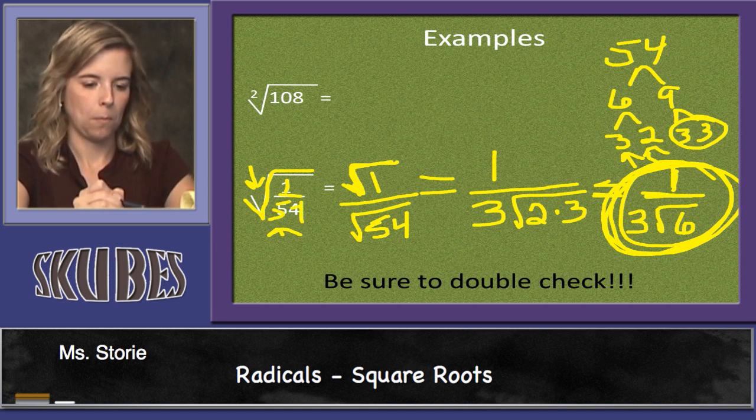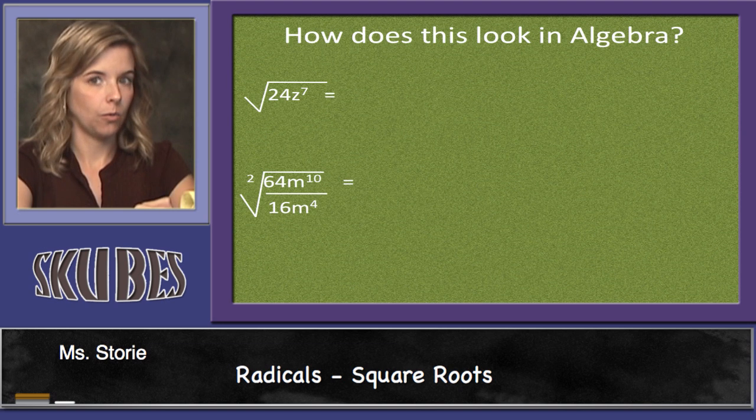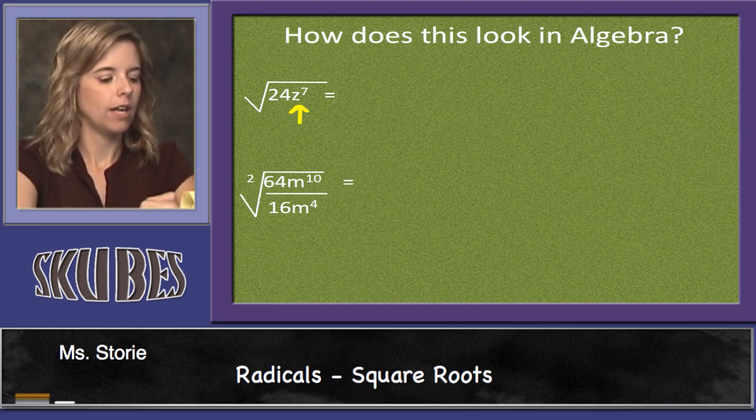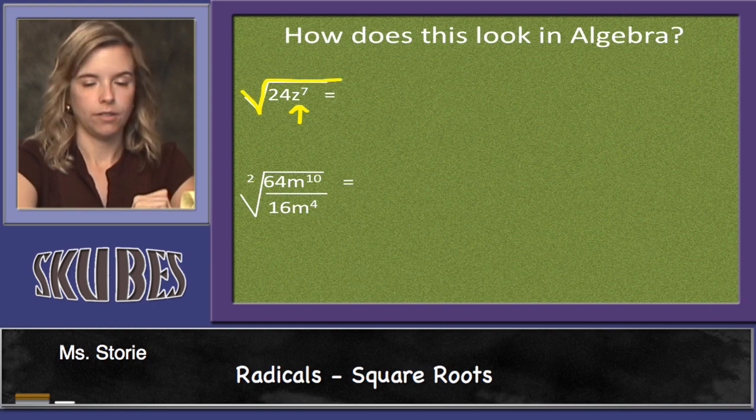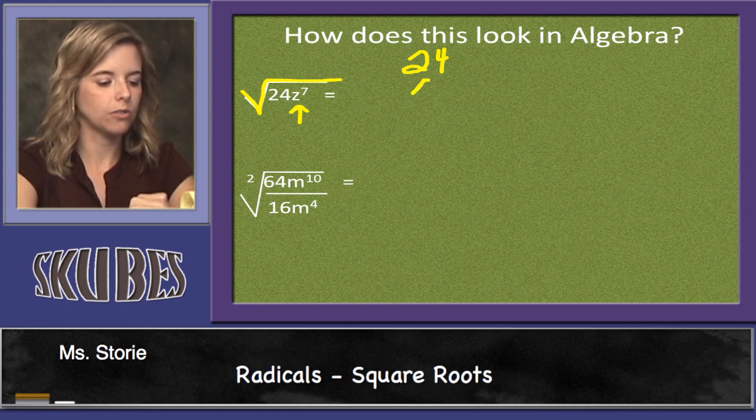All right. Now, how does this look when we deal with algebra? Which just means we're throwing in a variable. Not a big deal. We're going to take the square root, because there's no index, so it's assumed to be 2, of 24 z to the 7th. Let's do our factor tree first.